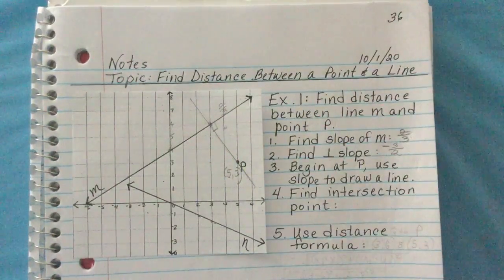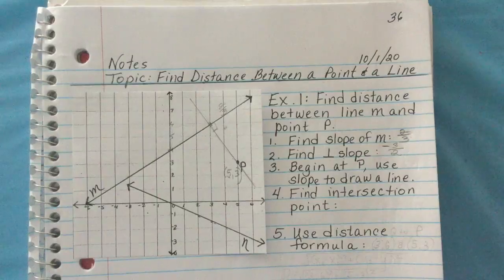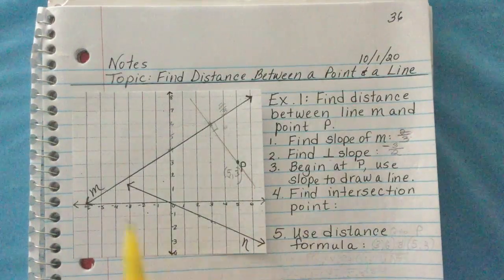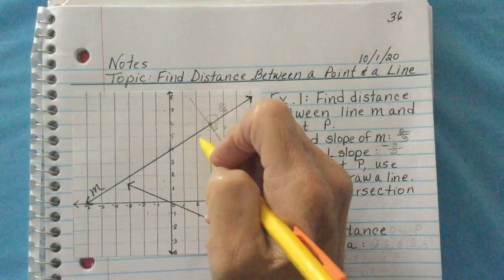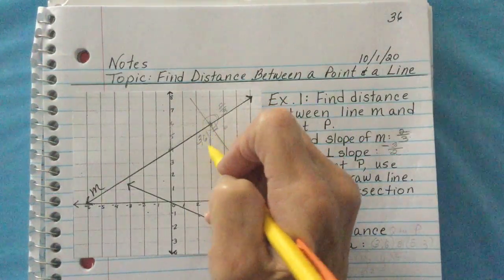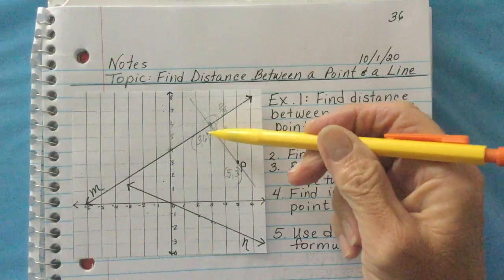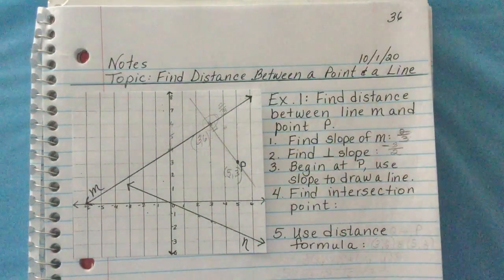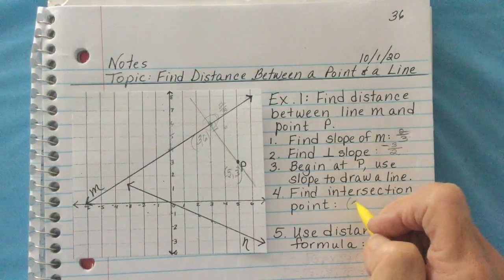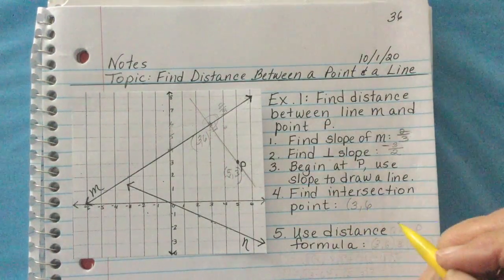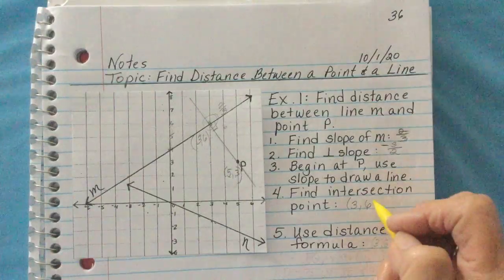So now we need the equation. Actually, we don't need the equation. We already know this point. This point is located at 3, 6. So we just need to find the distance between 3, 6 and 5, 3, and we've got it. Our intersection point we said was 3, 6, and now we're going to use the distance formula.